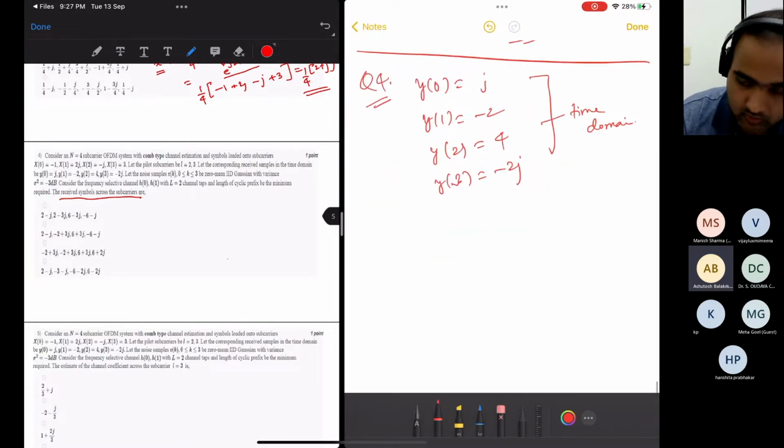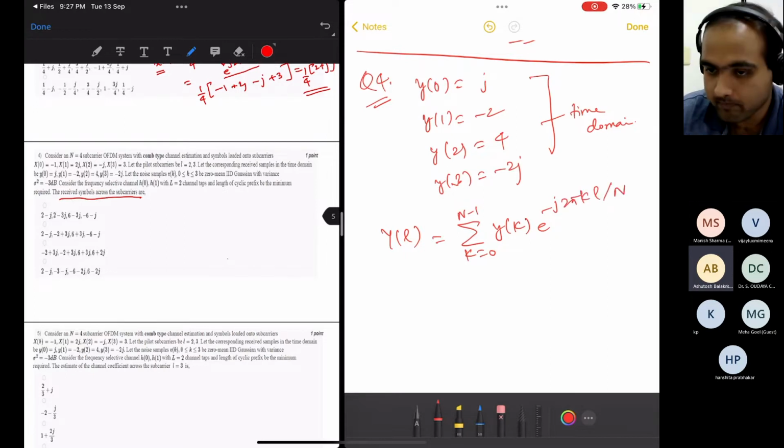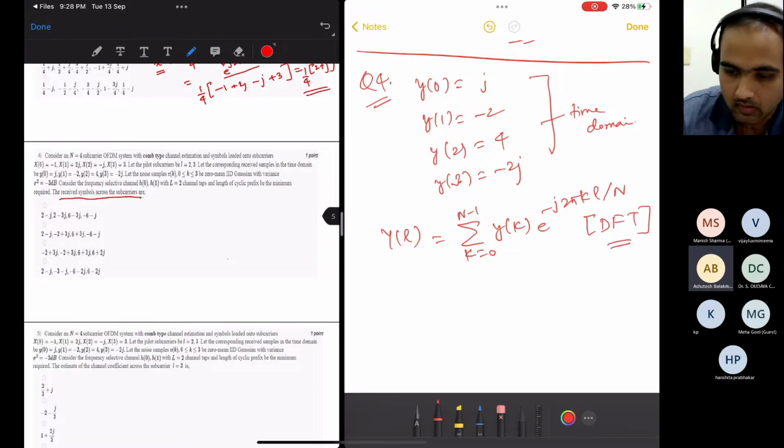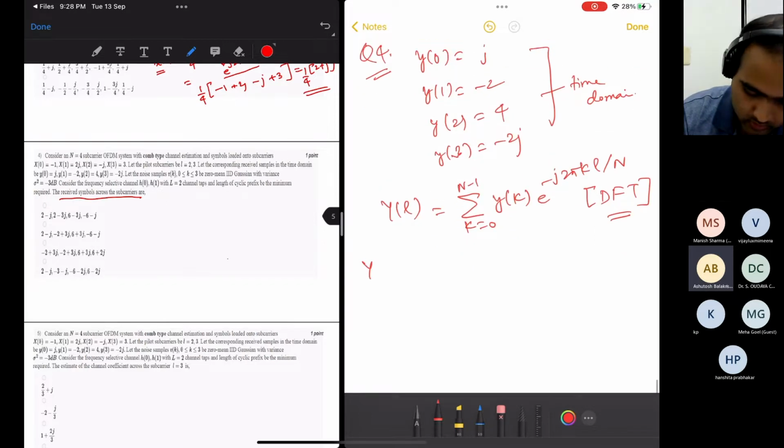Now we need to compute in frequency domain. So how do we do that? So Y of L is summation k is 0 to N minus 1 of y_k e to the power minus j 2 pi kL by N. So this is the general formula of DFT, discrete Fourier transform. So now we need to solve this. Okay, so let's do for Y of 0.